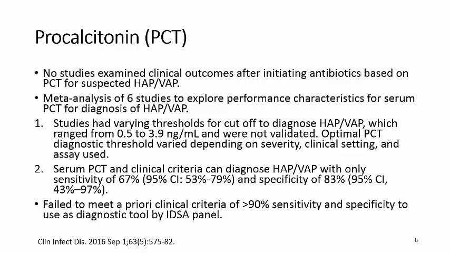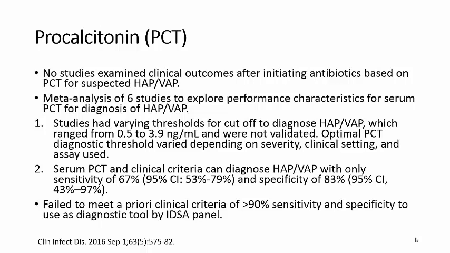But there is a meta-analysis of 6 studies to explore performance characteristics of serum procalcitonin in the diagnosis, before you initiated antibiotics, of HCAP and VAP. But the problem there was the threshold varied all over the place. There was no significant cutoff. It varied from 0.5 to 3.9 nanograms, and the optimal procalcitonin diagnostic threshold depends on severity, clinical setting, and assay. So we could not say, okay, if the procalcitonin goes up beyond this point, that is when you've got to make a diagnosis of HCAP or HAP or VAP. That's what, unfortunately, we are not able to say.